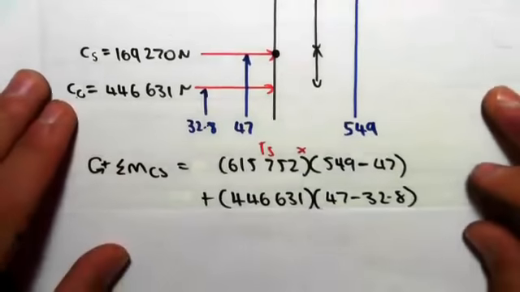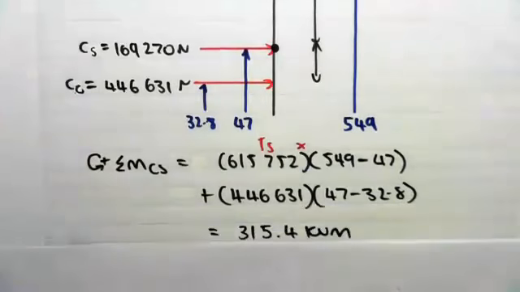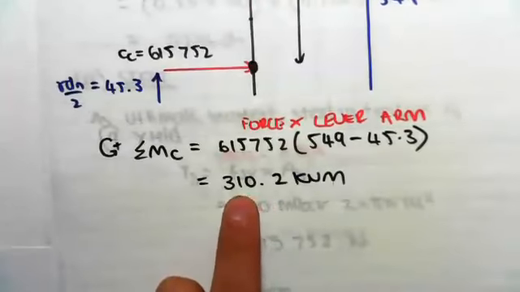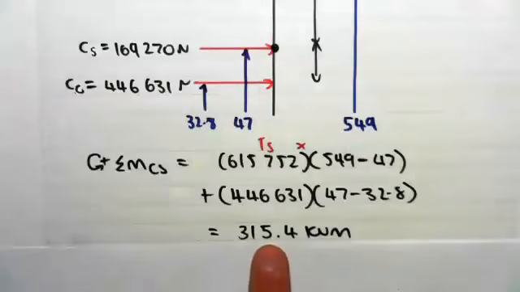And solving this, we would get a moment of 315.4 kilonewton meters. Okay, and just to show you from the previous video, when you didn't include the bottom steel, we had 310.2. Now we've got 315.4. So it's increased the moment capacity a bit, but not too much, okay?